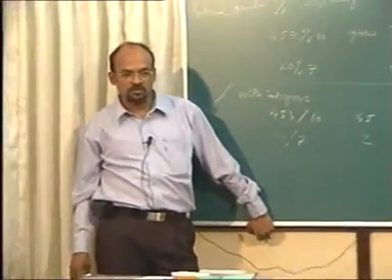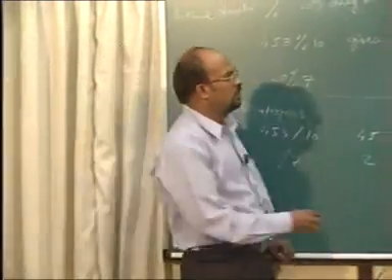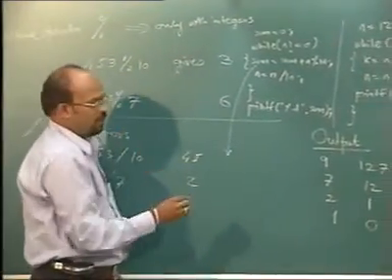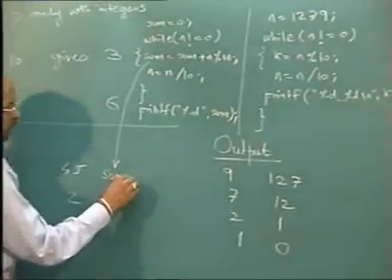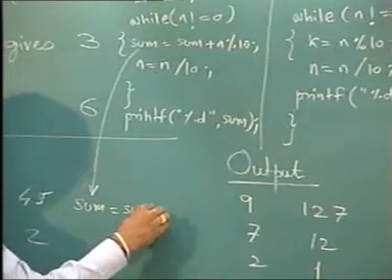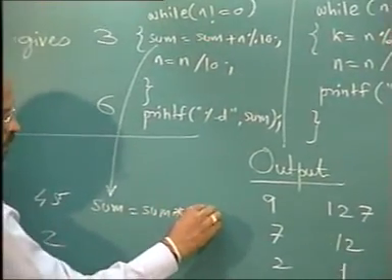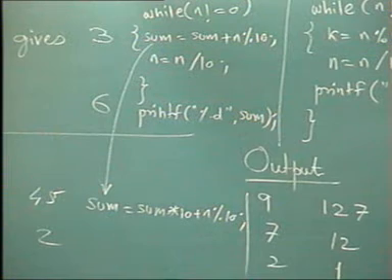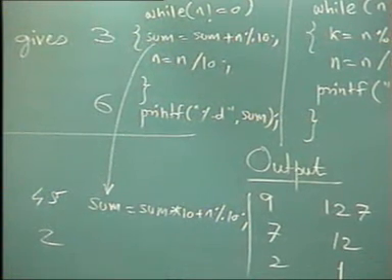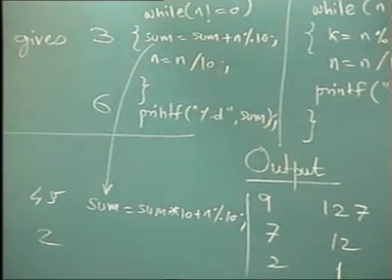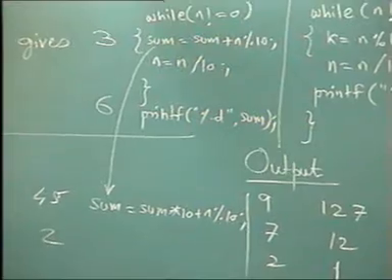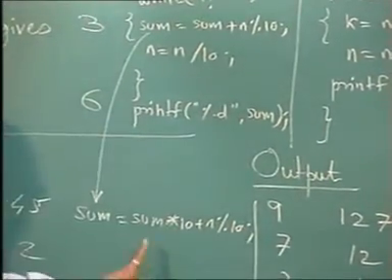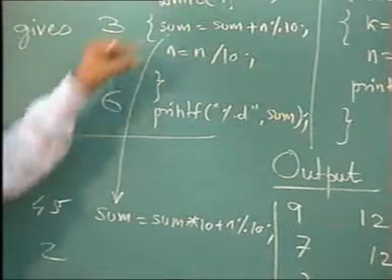Right? I am changing only one statement. What will be the value of sum? This has got output as 19. What will be the output? I am just replacing this statement by this.